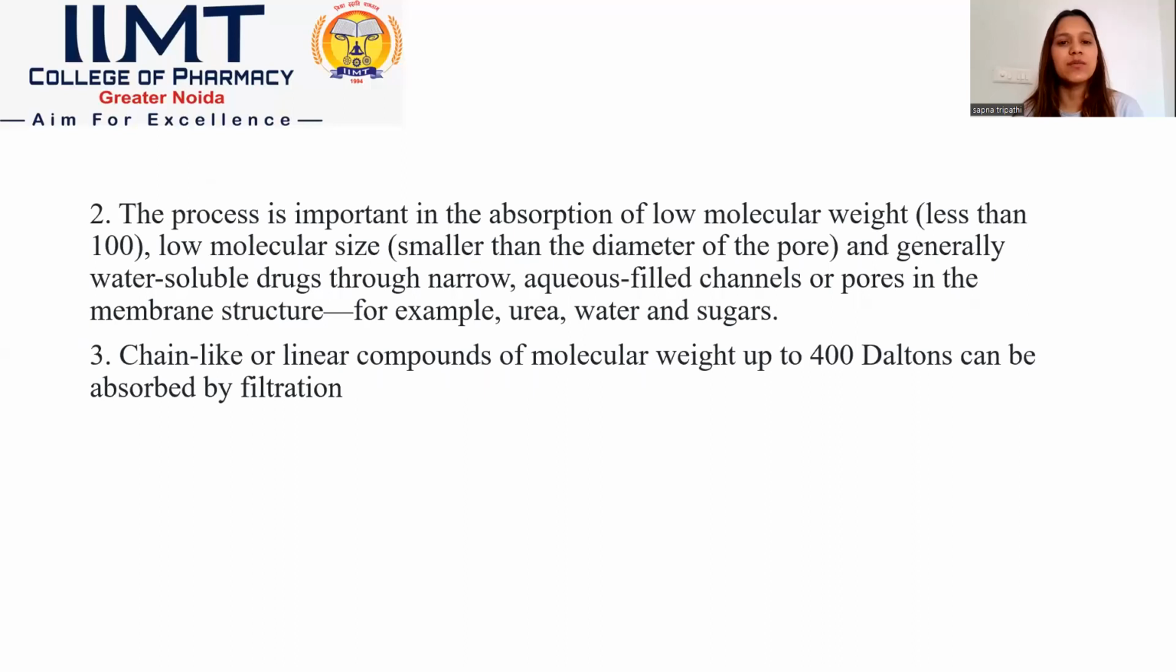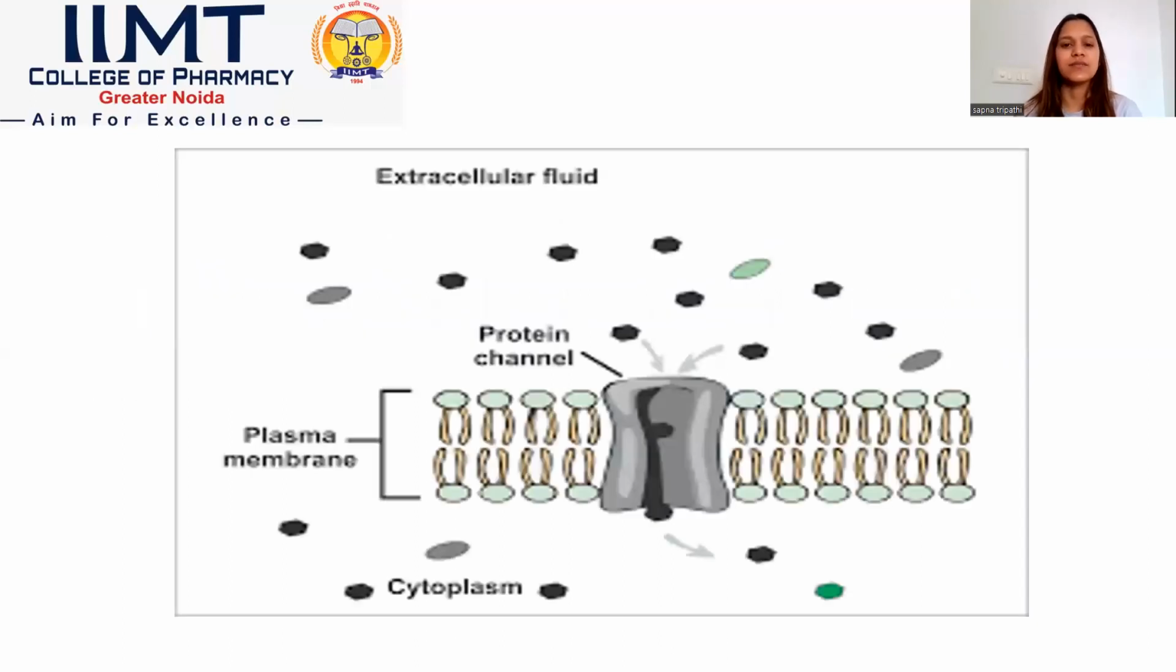The process is important in the absorption of low molecular weight drugs, less than 100 Dalton, and of low molecular size, smaller than the diameter of the pores or the protein channels, and generally water-soluble drugs, through narrow aqueous-filled channels or pores in the membrane structure, for example, urea, water, and sugar. Chain-like or linear compounds of molecular weight up to 400 Dalton can be absorbed by this mechanism. This is the diagram of pore transport.